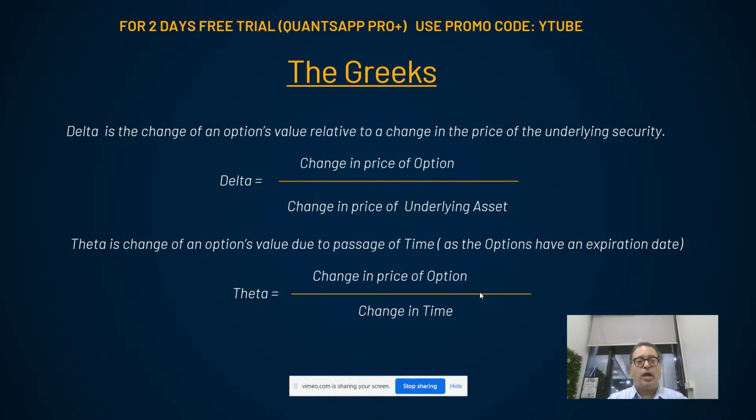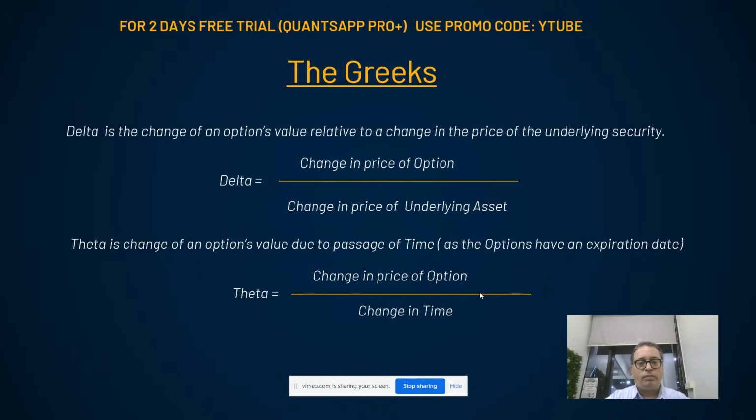Theta is the change of the option price value due to the passage of time. As time goes by, we know all these are time-bound instruments. There is an expiry date attached to this. That's why we are here to discuss expiry effects. So theta is the change in price of the option depending on the change in time. That's essentially theta.